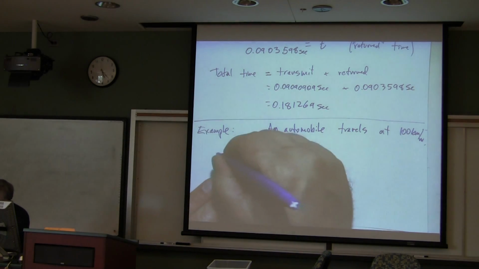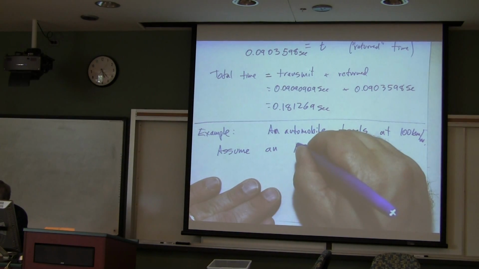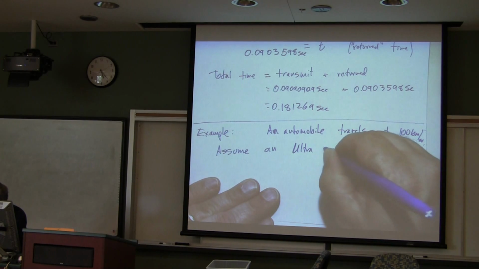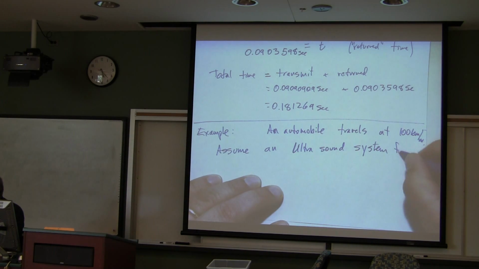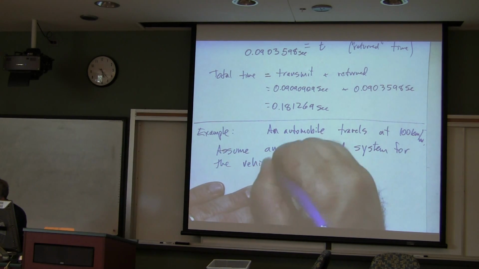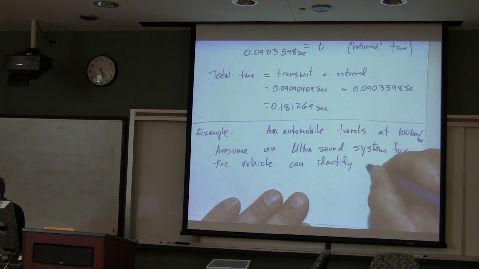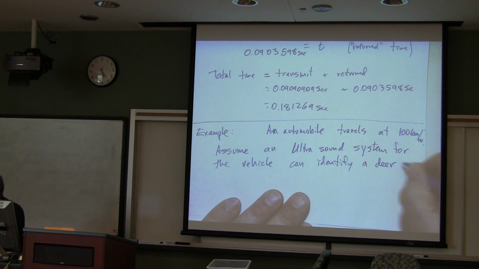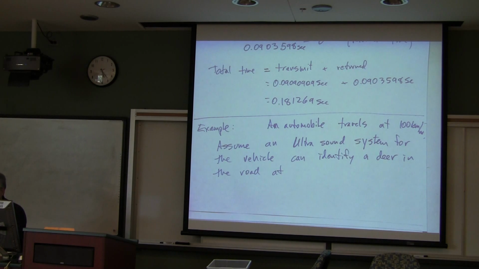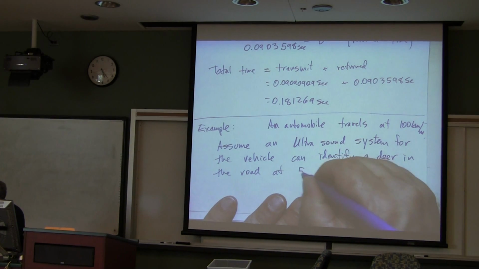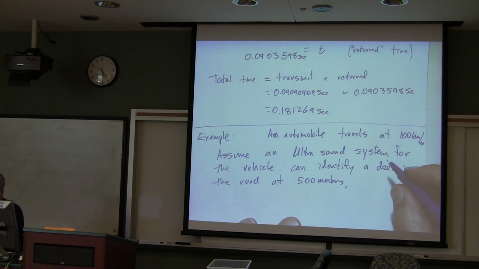So, assume an ultrasound system for the vehicle can identify a deer in the road at 500 meters. How fast can the car be going before it hits the deer?